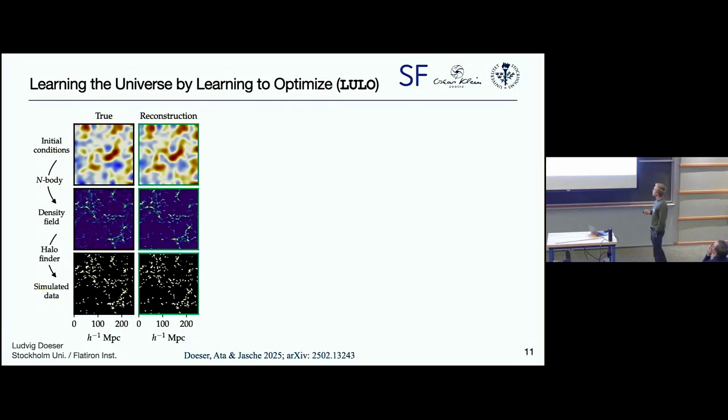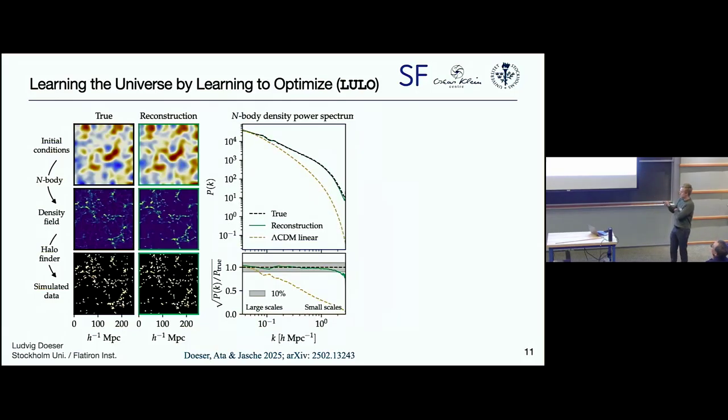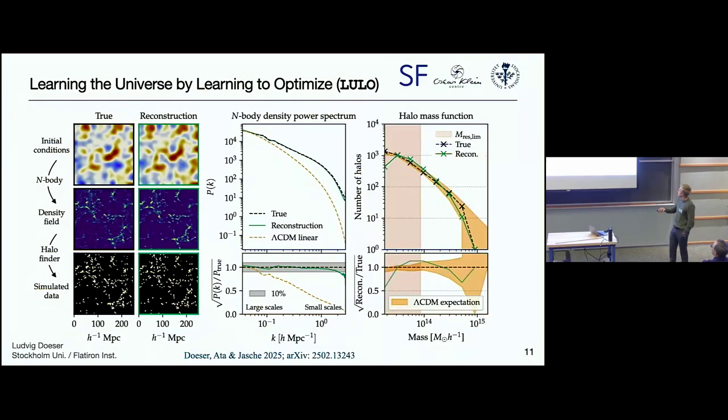And just some quantitative plots. Here we show the density power spectrum. And you see in black the true and in green the reconstruction, and you see that they match very nicely to sub-percent or 10% down to the very smallest scales of roughly 2. We also managed to get back the halo mass function to a very good agreement with lambda CDM as well as the truth.